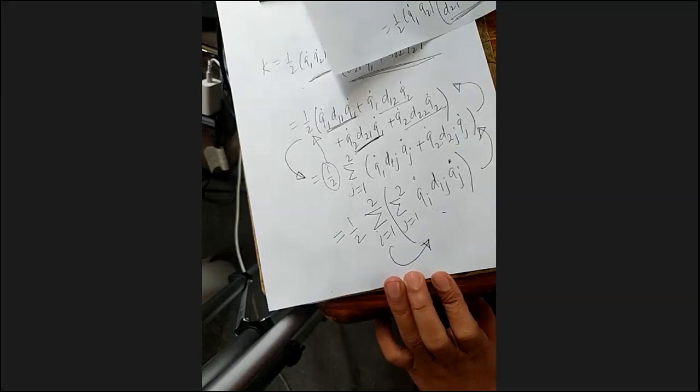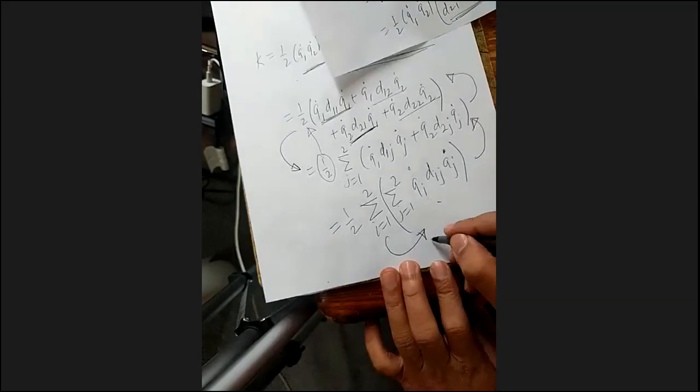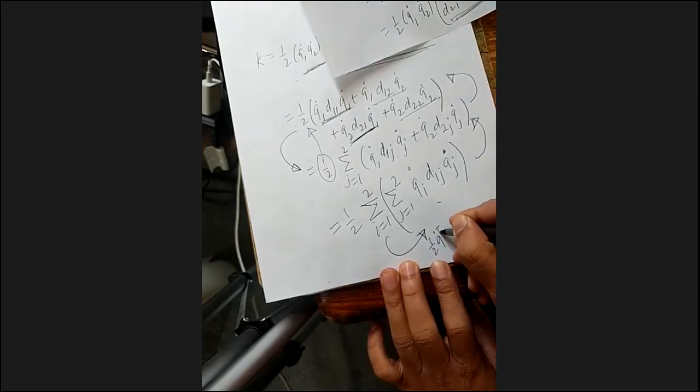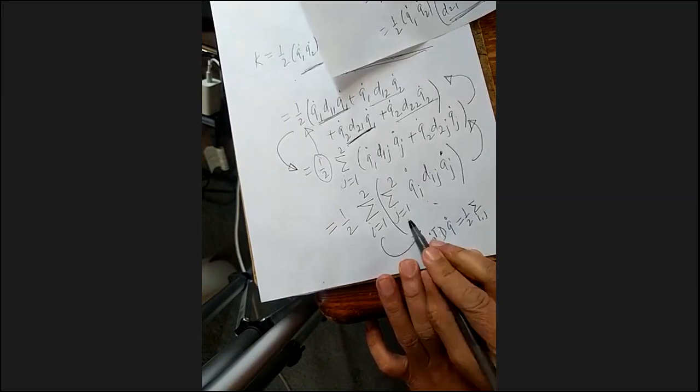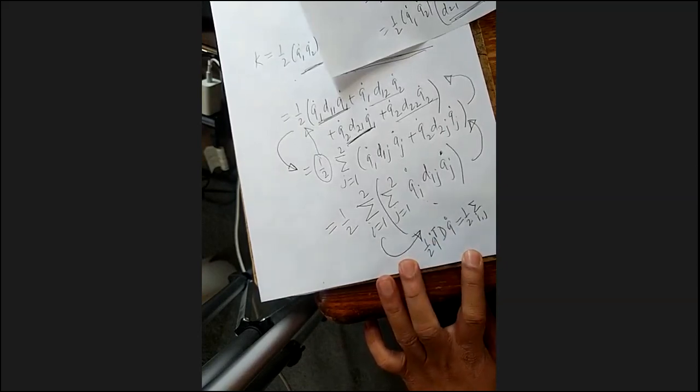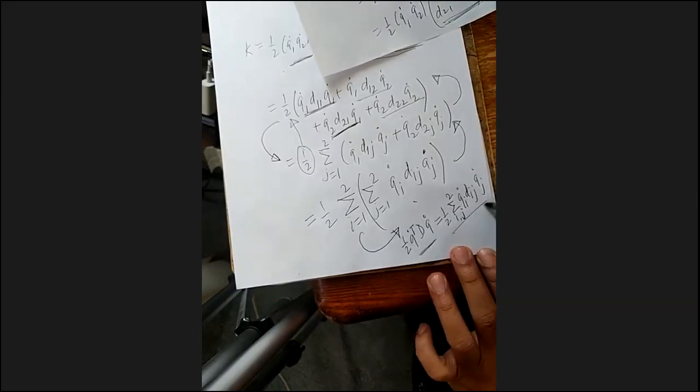So what I'm trying to conclude here is 1 over 2 Q dot transpose D Q dot can be written as 1 over 2 summation, let me call it ij, because i and j both run from 1 to 2. Simply instead of writing two summations, I simply write ij. Then qi dot dij qj dot. So this is equivalent to this guy.